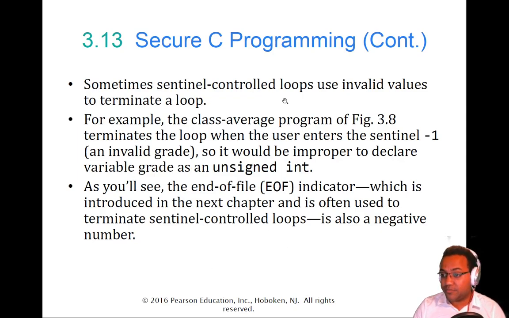Sometimes sentinel controlled loops use invalid values to terminate a loop. For example, the class average program terminates the loop when the user enters the sentinel -1, so it would be improper to declare the variable grade as an unsigned int because -1 would not work. As you'll see, the end of file indicator, which is introduced in the next chapter, is often used to terminate sentinel controlled loops, and is also a negative number. And the reason why is because negative numbers aren't numbers that we're going to use. You can't get a negative number on a test. That's literally impossible. If you do, then there's something wrong either with the test or you just did really bad.